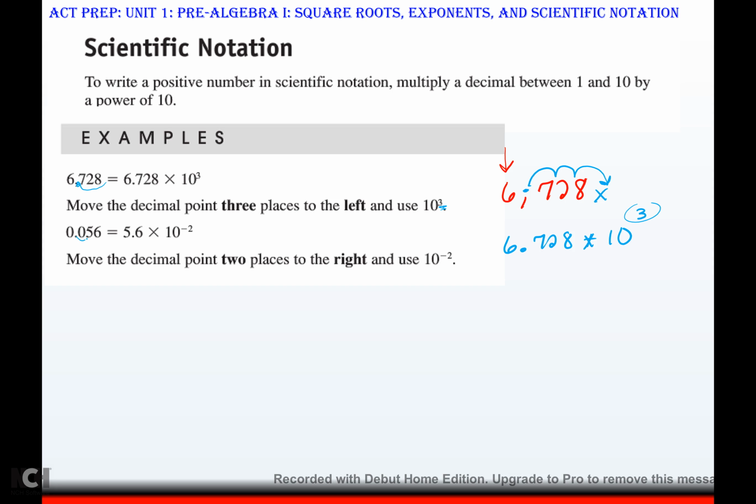Here, you would move it right after the 5 because that's the first non-zero digit. So you'd put the decimal there, and then that would be times 10 to the negative second, because to get back to where it was, you'd have to move 2 places to the left. And they're saying because you moved right to put it where it goes, right is actually negative and left is actually positive. Whichever way you want to remember it.